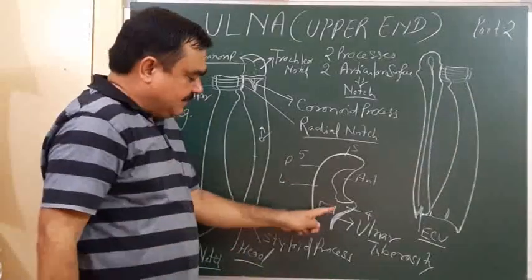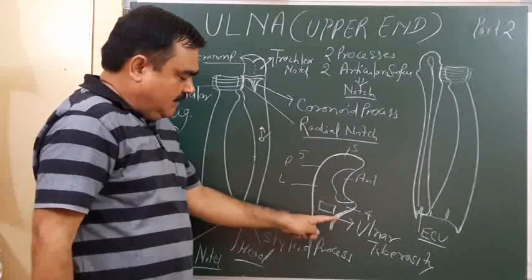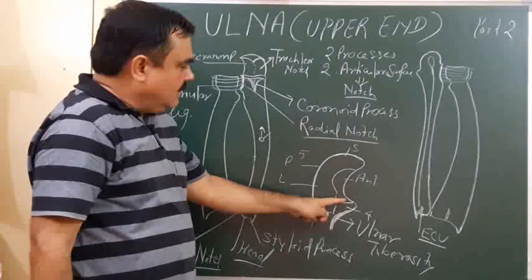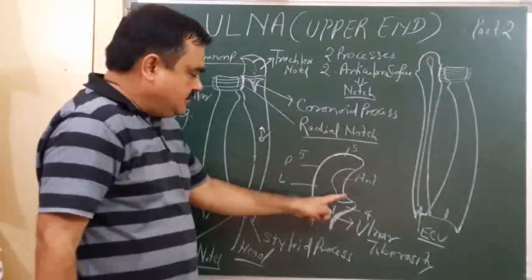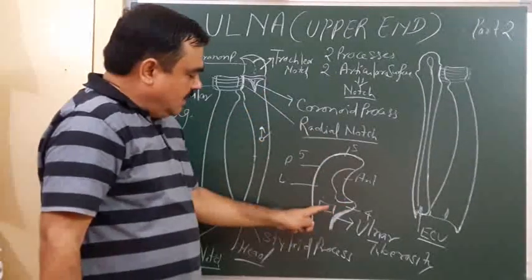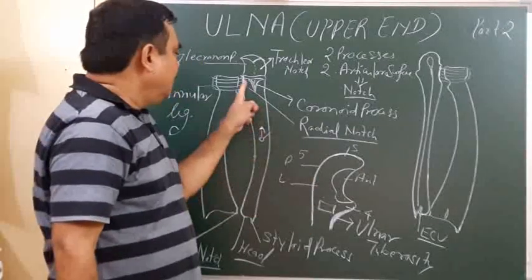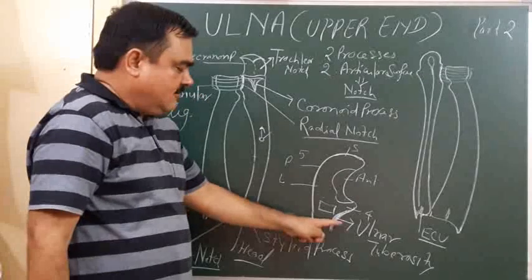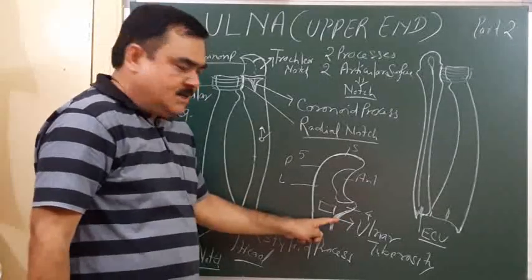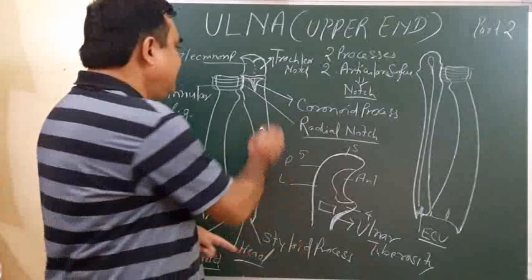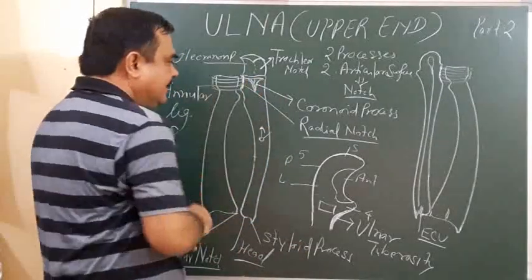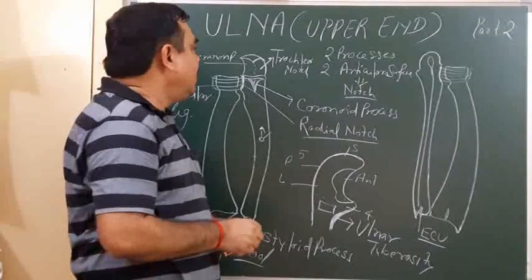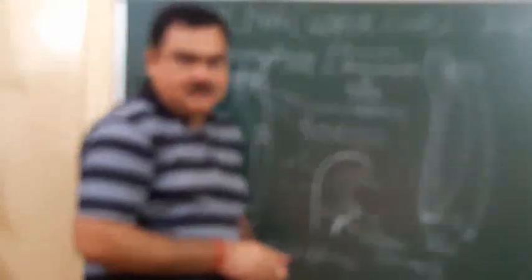So it has four surfaces: superior surface and inferior surface. The superior surface is articular and forms the trochlear notch. The lateral surface is articular and forms the radial notch, and the inferior surface forms the ulnar tuberosity. And then another surface, on the medial side, is the medial surface. So this is all about the upper end of the ulna. Thank you.